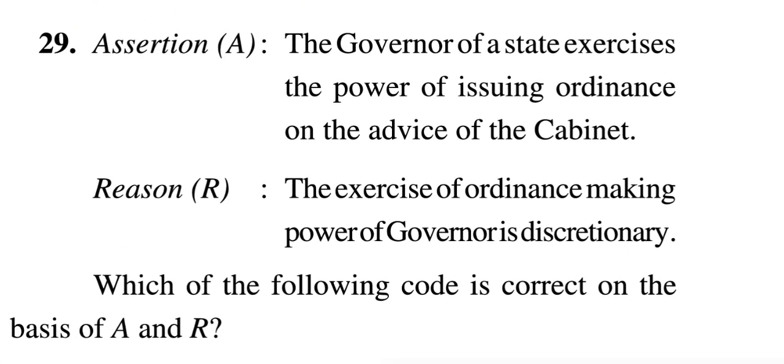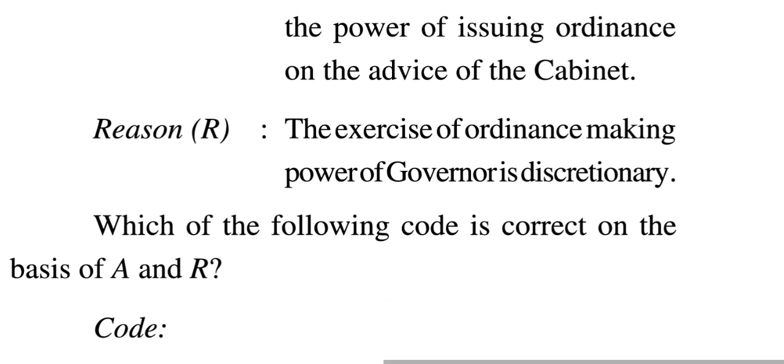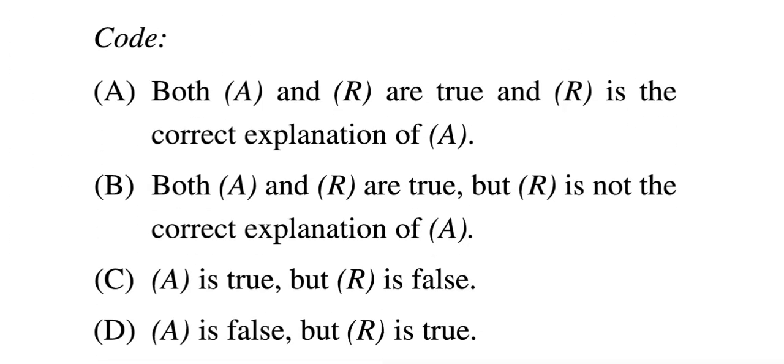Number 29, it says, assertion A: the governor of a state exercises the power of issuing ordinance on the advice of the cabinet. Reason R: the exercise of ordinance making power of governor is discretionary. Which of the following codes is correct on the basis of A and R? Both A and R are true, and R is the correct explanation of A. Both A and R are true, but R is not the correct explanation of A. A is true, but R is false. A is false, but R is true. So try to solve it.